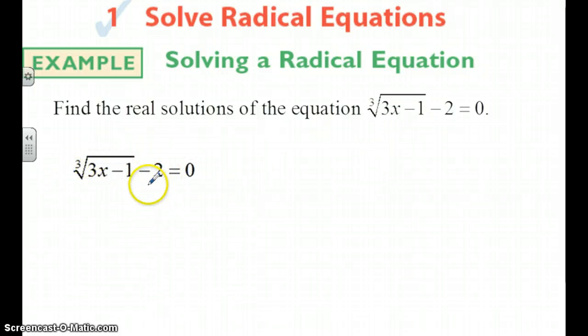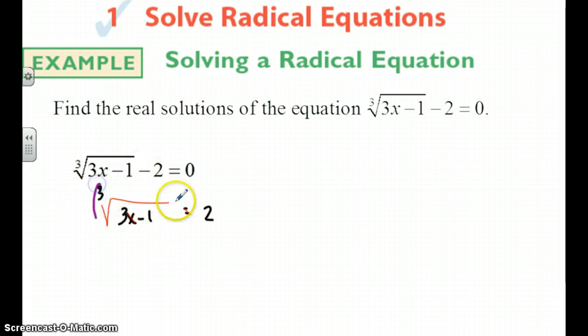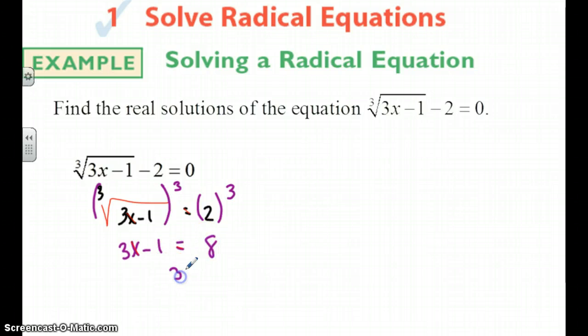In this case, we're going to add 2 to both sides. So I'll end up with the cube root of 3x minus 1, and I'll throw the 2 on the other side. The next step is to cube both sides, because the cube root of anything cubed is itself. So on this side, I'll have just 3x minus 1, and on this side is 8. Finishing this up, 3x equals 9, therefore x equals 3.